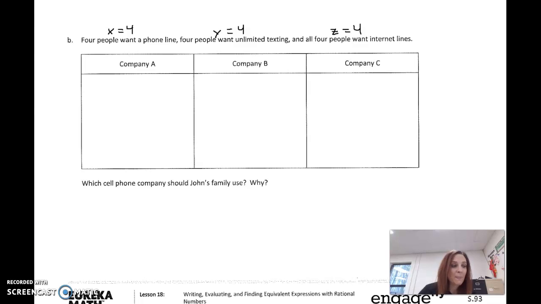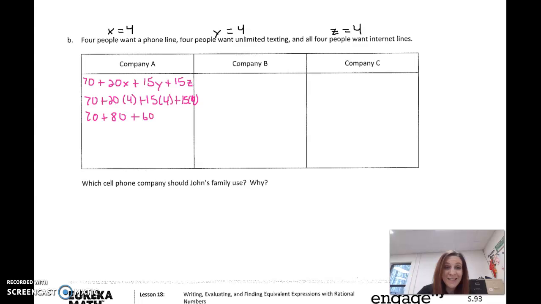Let's see. So again, this first number here is coming off the front page, the expression we wrote to represent Company A. See how writing expressions comes in handy, because then we can change things around and figure things out from it. So this time I'm going to go 70 plus 20 times 4 plus 15 times 4 plus 15 times 4. Squeezing it in there, sorry. So this is 70 plus 20 times 4 is 80, plus 15 times 4 is 60, plus 15 times 4 is 60. When I add all of that together, that works out to be $270.